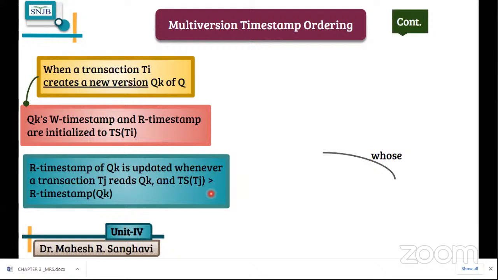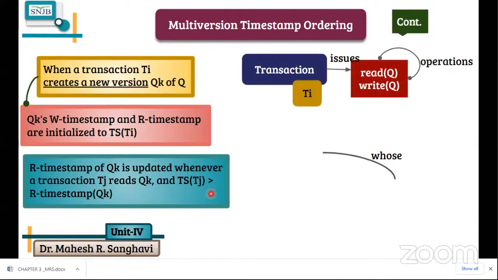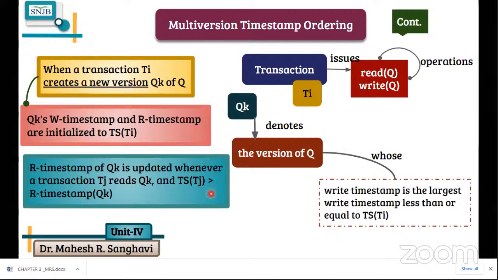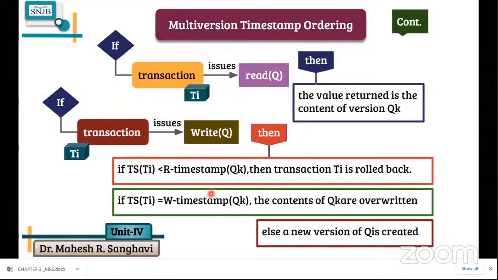यानी क्या, ओल्डर रीड जो है उसके ऊपर नया रीड जो भी है उसका वैल्यू क्या किया जाएगा, अपडेट किया जाएगा. ओके, सो ट्रांजैक्शन Ti issues read Q और write Q ऑपरेशंस. ओके, Qk denotes the version of Q whose write timestamp is largest among those less than or equal to TS of Ti. So this will give you the versions and its series, which will indicate which is older and which is newer.